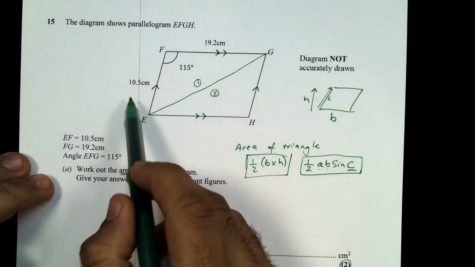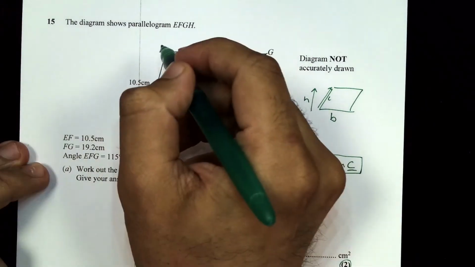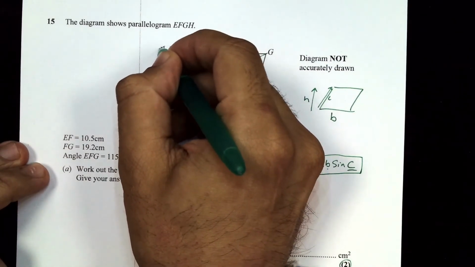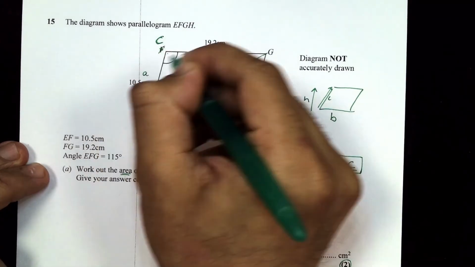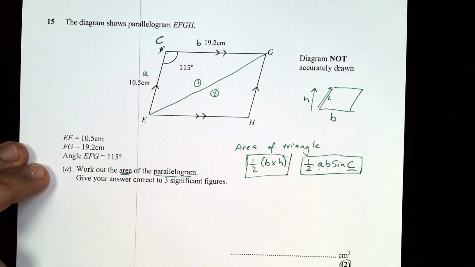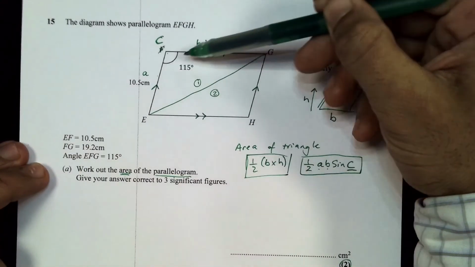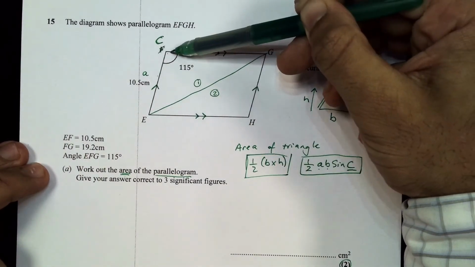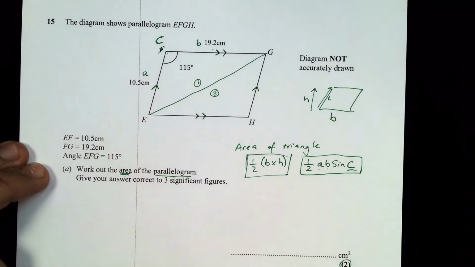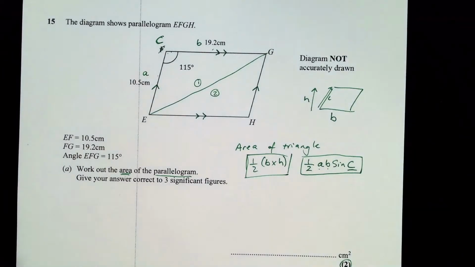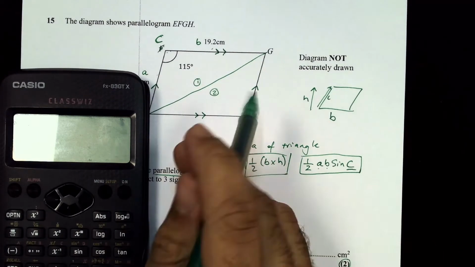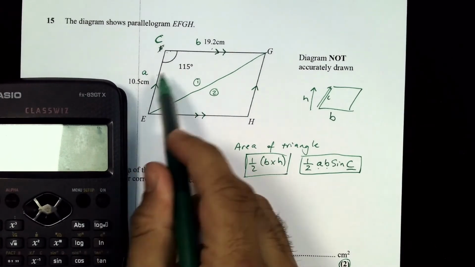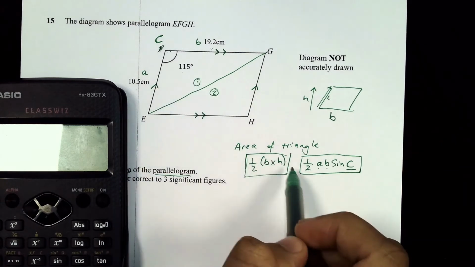So, in the example we have here, if I ignore the fact this is an F, if I scribble that out and I call it capital C, and I call this side lowercase a and this side lowercase b, what you can see I've got is the 2 sides and the angle between those 2 sides. So at this stage, I'm going to grab a calculator, and I'm going to put the 3 numbers, 10.5, 19.2 and 115, in this formula.